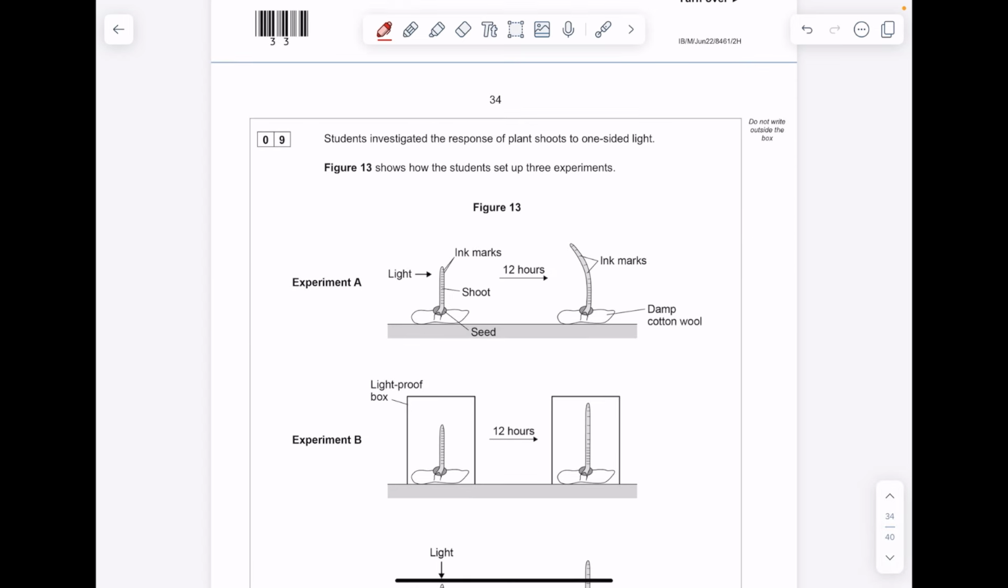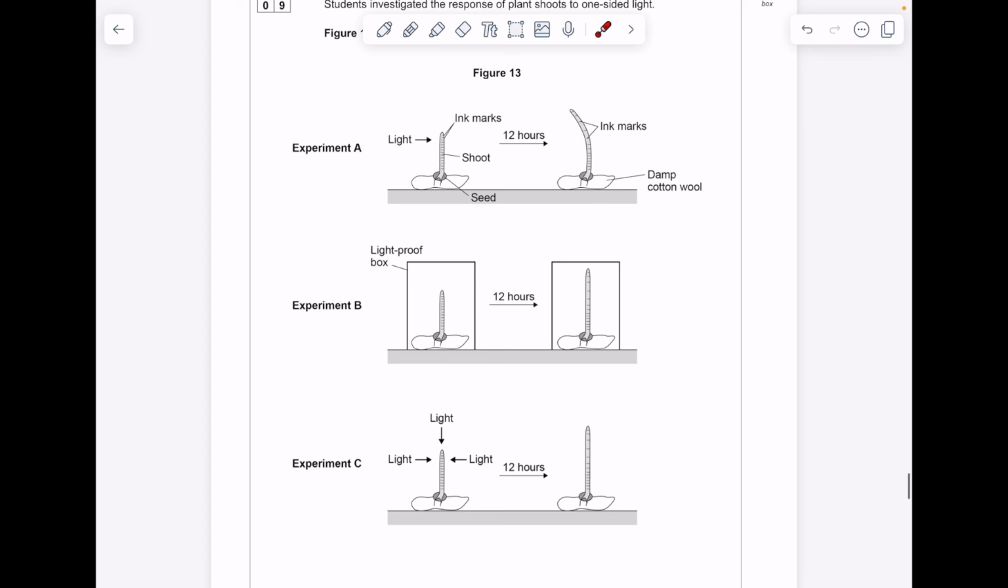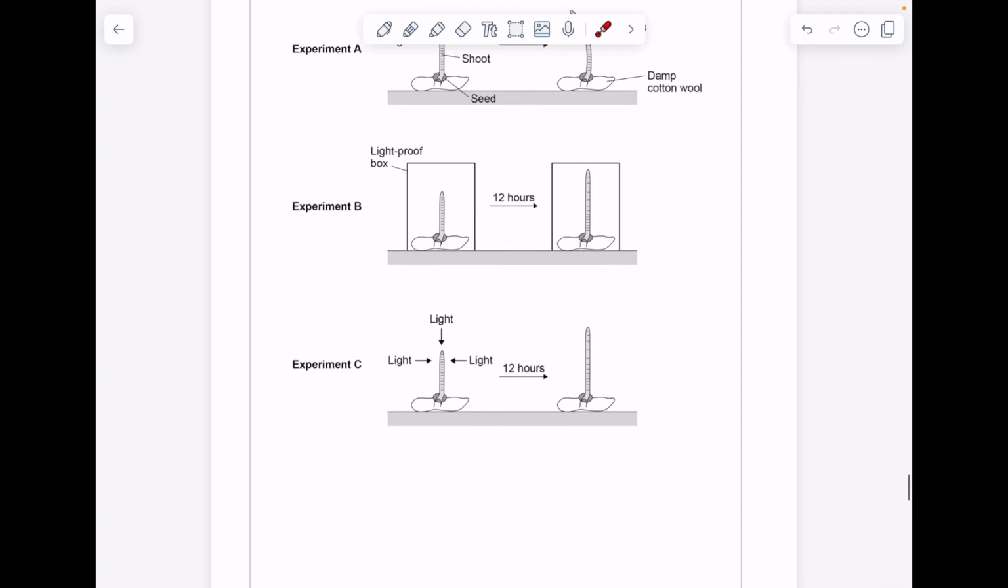Students investigated the response of plant shoots to one-sided light, so this is all to do with tropisms and auxins. Figure 13 shows how the students set up 3 experiments. So here's the light coming from the left, which means the stem bends towards the left. It's positively phototropic. Here's a light-proof box, so it's dark. So in this case, you wouldn't see that response. It grows straight up. And then in experiment C, we've got light in all directions. So again, we just see that shoot growing straight up.